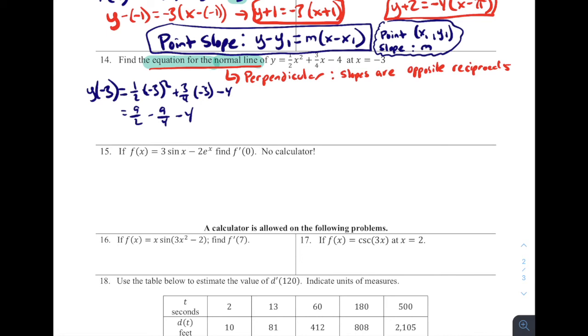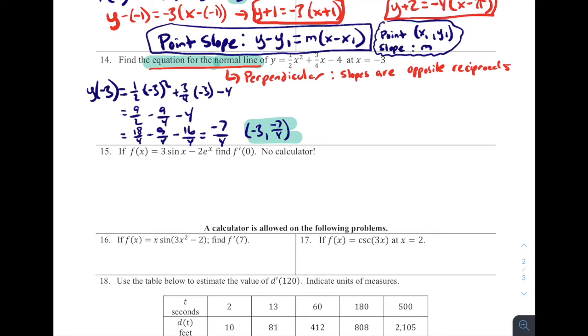If I'm doing this without a calculator, we want to find a common denominator. So that's going to be what? 18/4 minus 9/4 minus 16/4. So that is going to be -7/4 for that output. So that is the coordinate. The coordinate is going to be -3 comma -7/4. And I'll highlight that because that's the point that we're going to need for our equation.